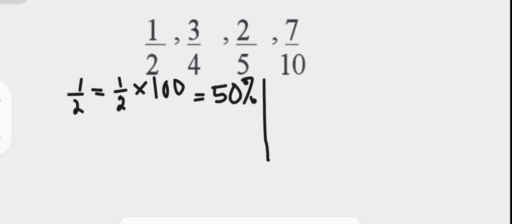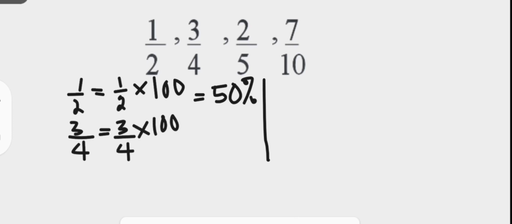The next one is 3 over 4. As a percentage, it is 3 over 4 times 100. 4 in 100 is 25, and 25 times 3 gives 75. That's 75% for 3 over 4.